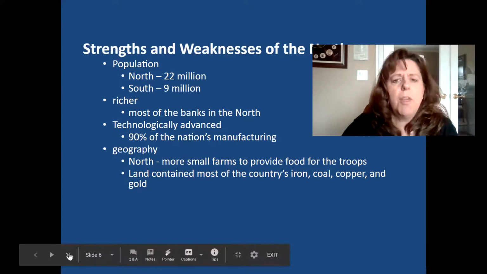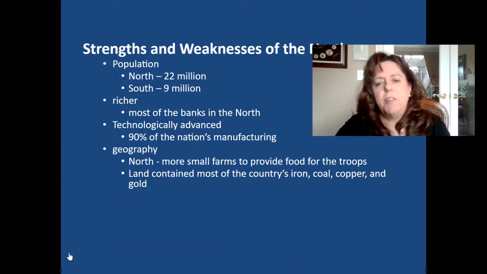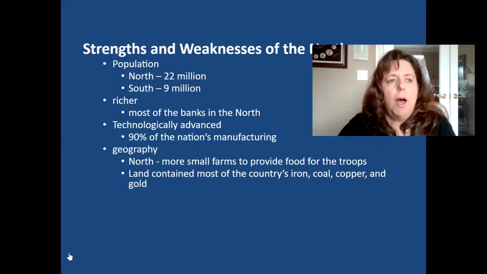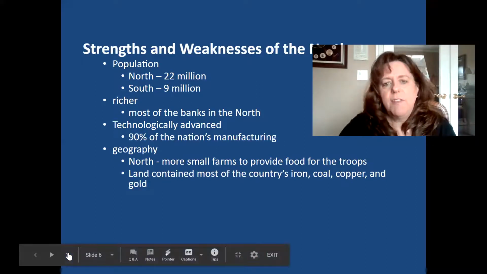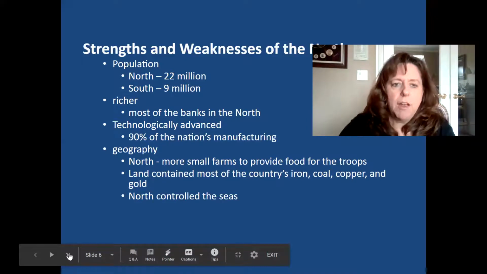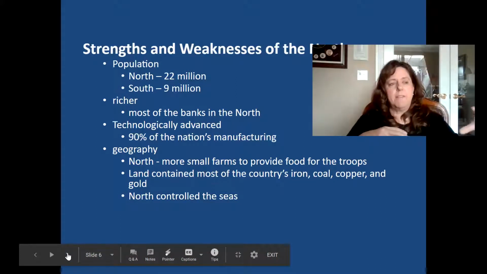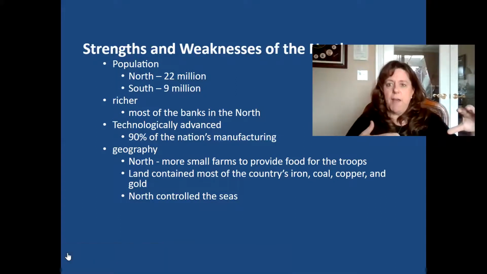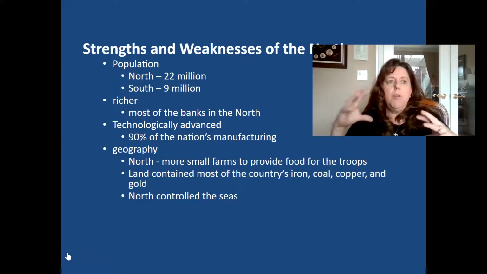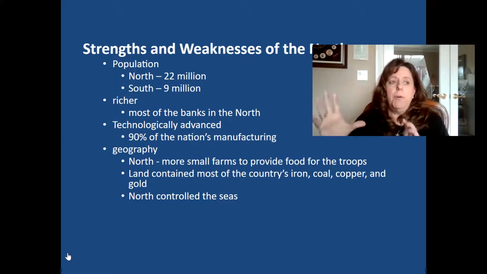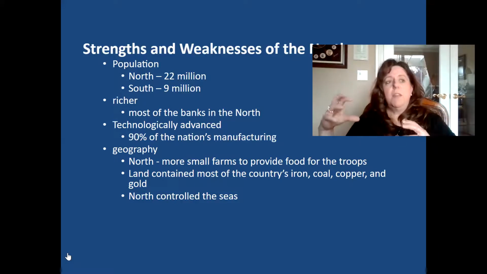And also in the North, they had all of the minerals and things that they needed to produce goods, things like iron and coal and copper and gold. And the North controlled the seas. We had talked about in the past, you and I, in our class, I know we've had a lot of discussion about that, in the North is where they built boats, where they had a lot of lumber industry that then were used for boats, that in the North, they had inlets and bays that were a place where ships could go.